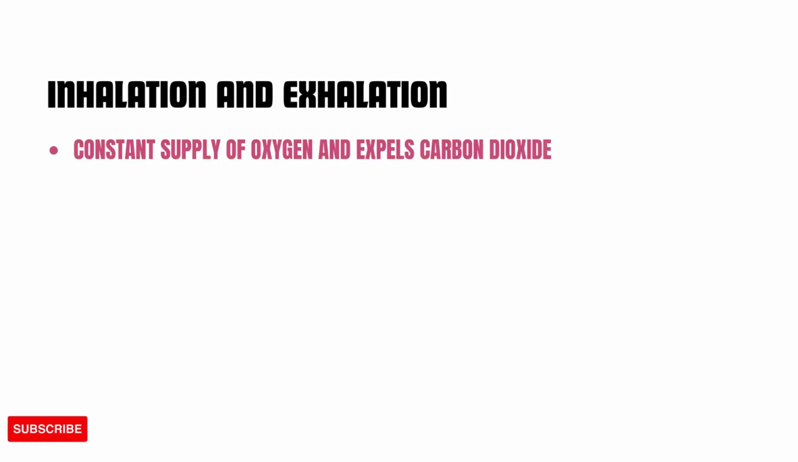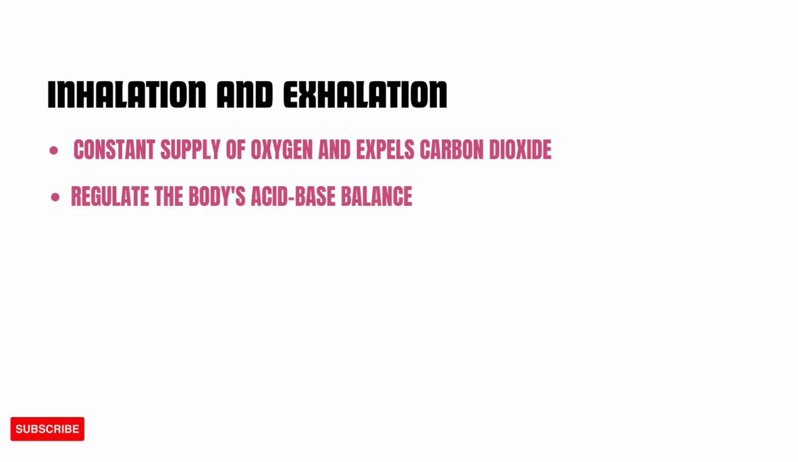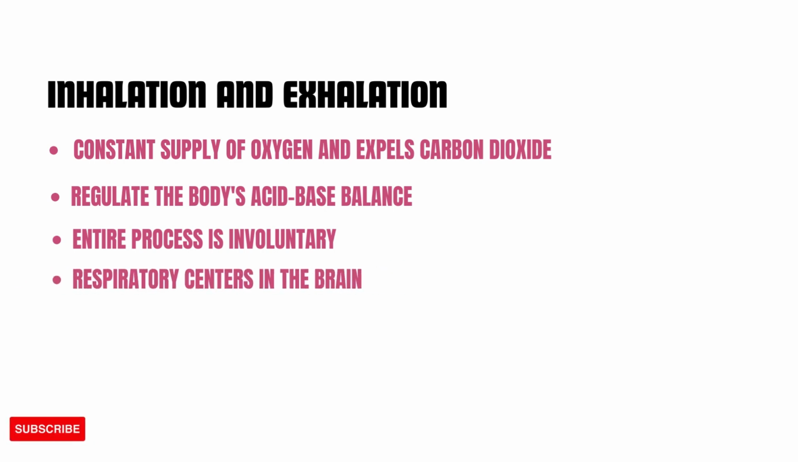This continuous cycle of inhalation and exhalation ensures that your body receives a constant supply of oxygen and expels carbon dioxide, which is a waste product of cellular metabolism. This is achieved through the process of breathing. Additionally, the respiratory system also helps to regulate the body's acid-base balance by controlling the levels of carbon dioxide in the bloodstream. The entire process is involuntary and is controlled by the respiratory centers in the brain, which adjust the rate and depth of breathing in response to changing oxygen and carbon dioxide levels in the blood.